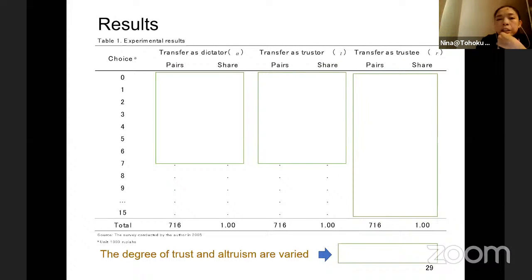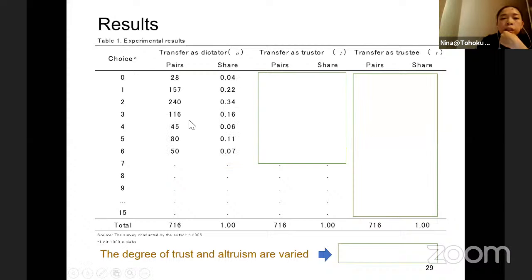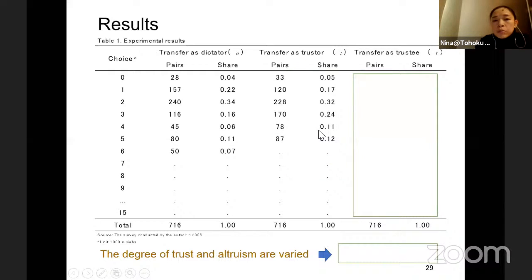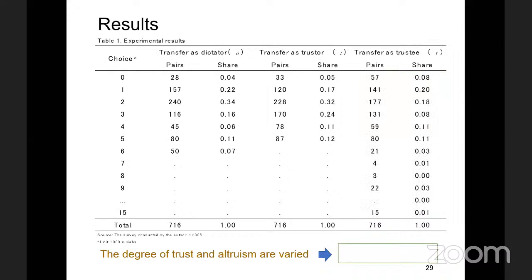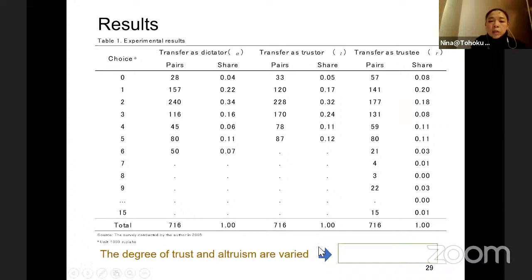Here's the result. We conducted both the dictator game and the trust game. The dictator game distribution is similar to the students' case. Most of them give 2,000 or 3,000 rupiah from 5,000, 6,000 at maximum. And in the trust game from 5,000, a middle amount is most common. Anyway, the degree of trust and altruism varies a lot across villages.